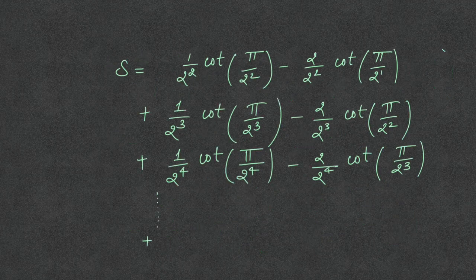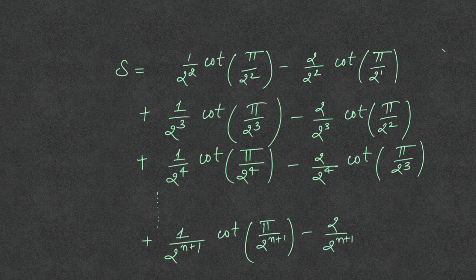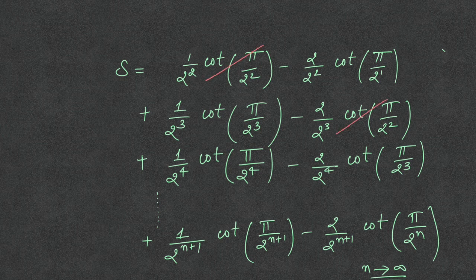And for the nth value, I can write 1 upon 2 raised to power n plus 1 cot of pi upon 2 raised to power n plus 1 minus 2 upon 2 raised to power n plus 1 into cot of pi upon 2 raised to power n, since we know that n tends to infinity, because k was tending towards infinity starting from 1. So first term cancels this term, third term cancels this term, and the pattern will repeat, and this will cancel some term here and some term will cancel this term. So we have only the second last term and the second term.